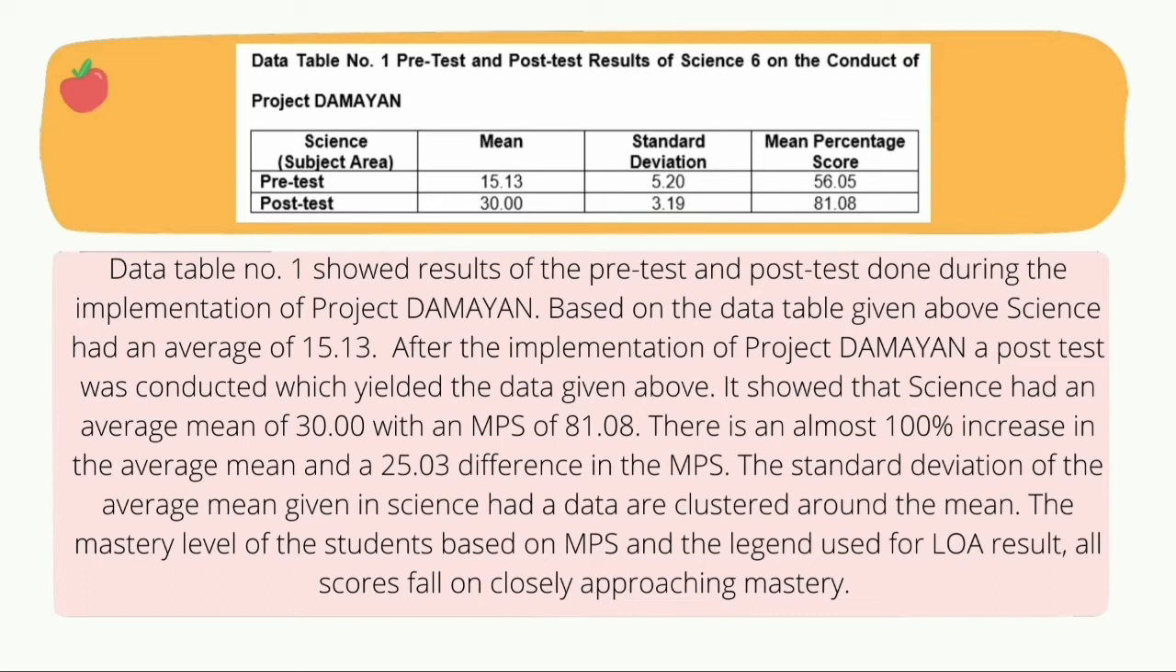Based on the data table given above, science had an average of 15.13. After the implementation of Project DAMAYAN, a posttest was conducted which yielded the data given above. It showed that science had an average mean of 30 with an MPS of 81.08. There is an almost 100% increase in the average mean and a 25.03 difference in the MPS.